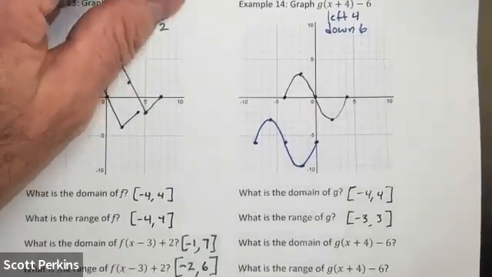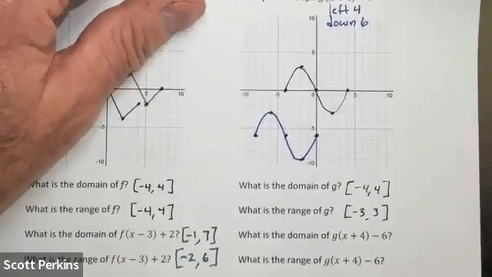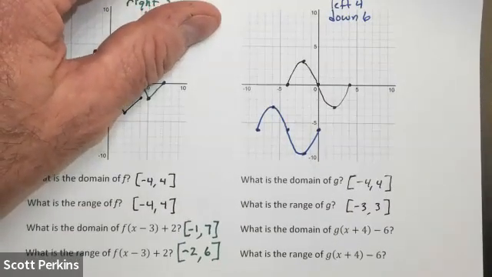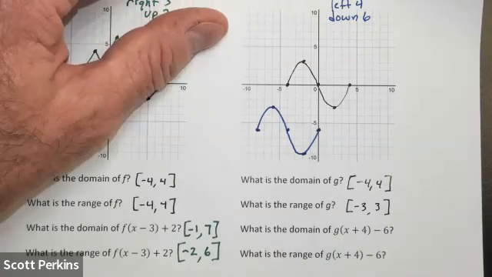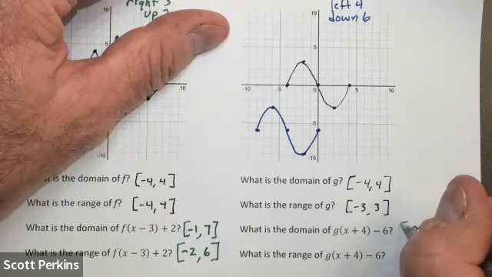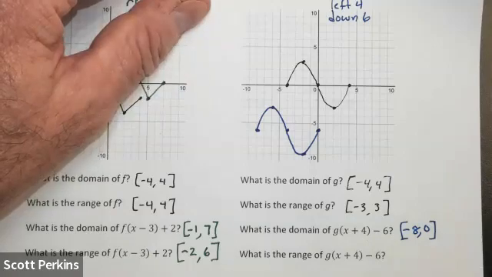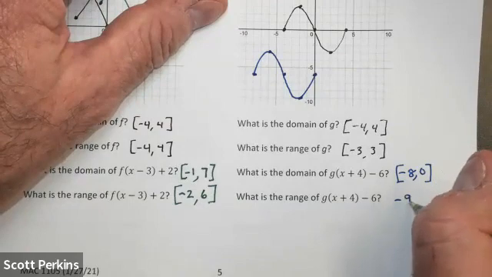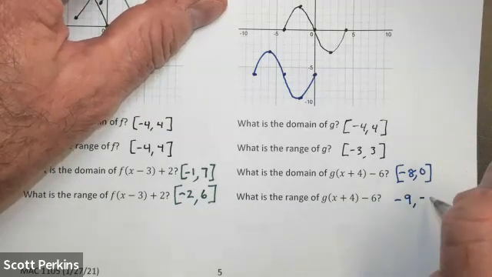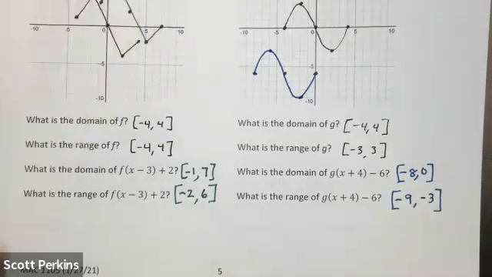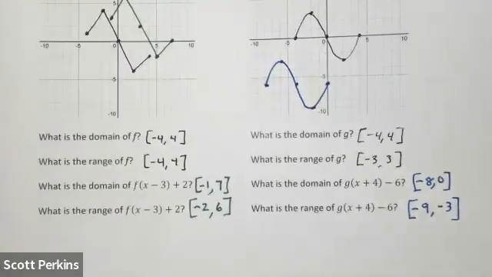And then the domain and the range, you can either identify from the graph, or you can identify from taking the original domain and range, left 4 and down 6. So when I take the original domain, left 4, I get minus 8, and then it ends at 0. And you can read that from the graph. And when I take the original range, down 6, I get negative 9, and then negative 3. And again, you can read that from the graph. Both of those should agree. There should be absolutely nothing different.